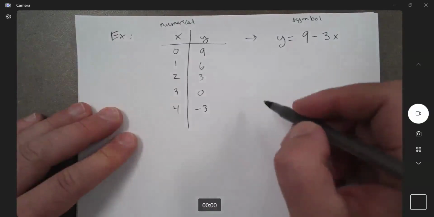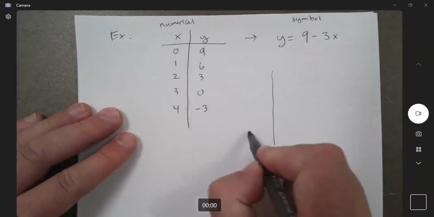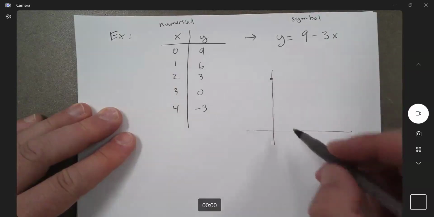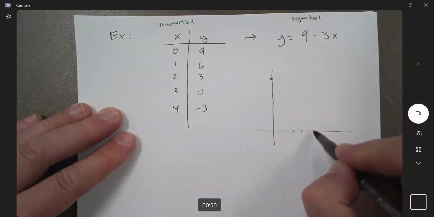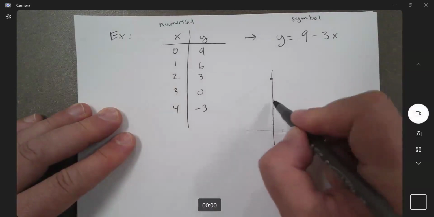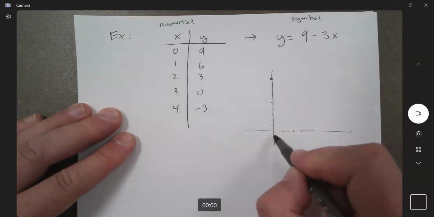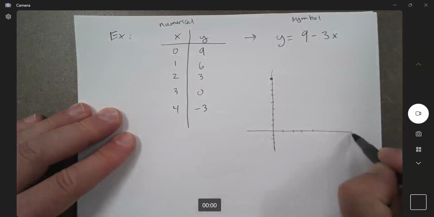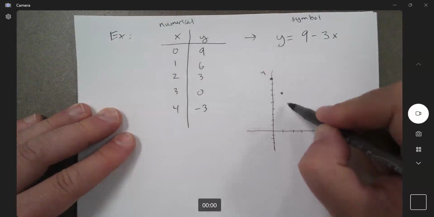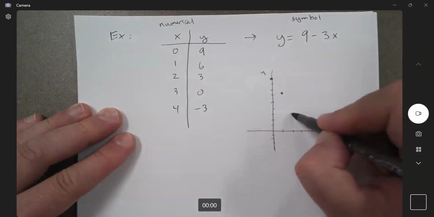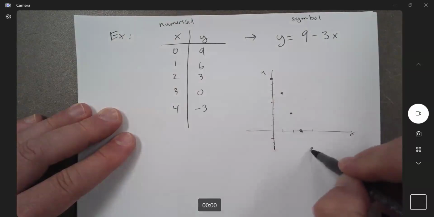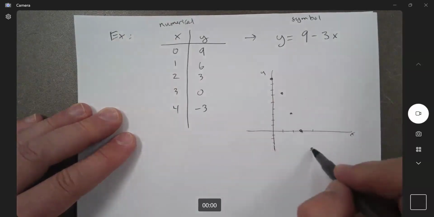I could put this in a graph. Let's see. 1, 2, 3, 4. 2, 3, 4, 6, 3. X, Y. There. There. Technically, this is all I know.